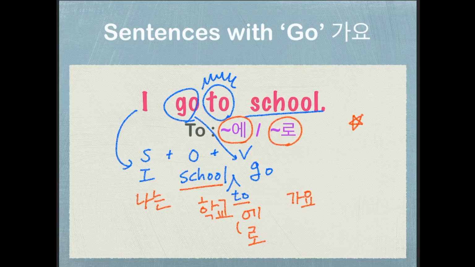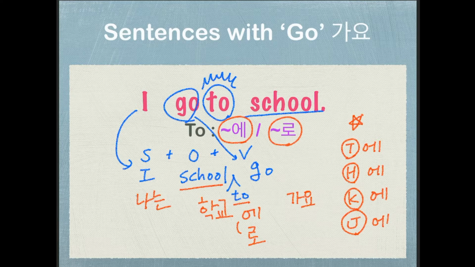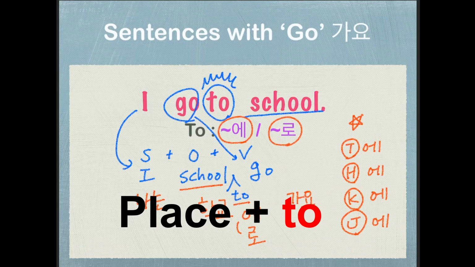So check out here. If I go to the toilet, 에 가요. If you go to the hospital, 에 가요. And then if you go to Korea, 에 가요. If you go to Japan, 에 가요. You understand? Just places plus to.